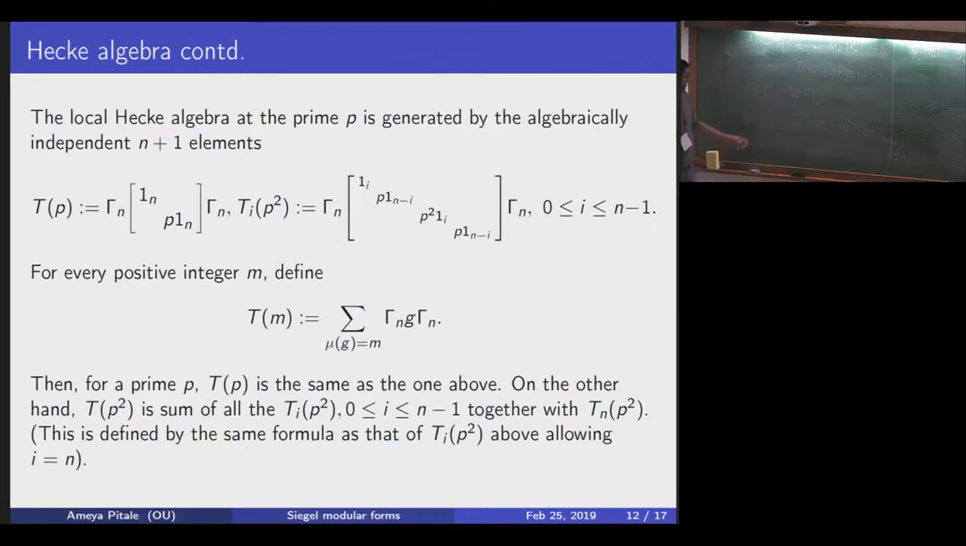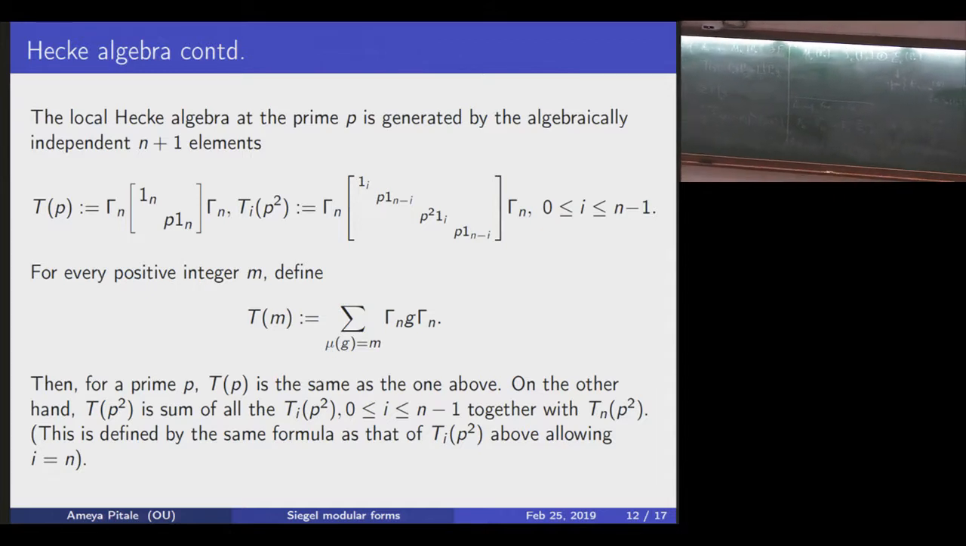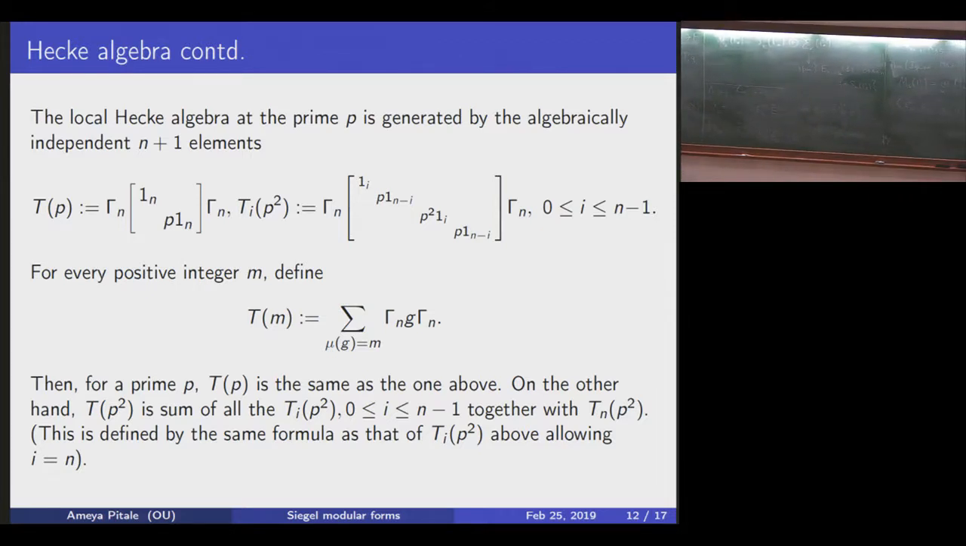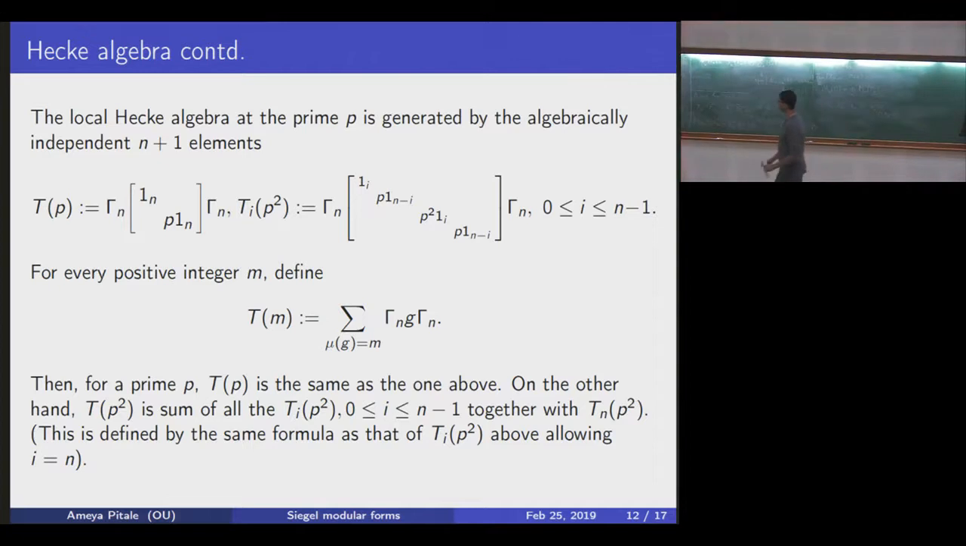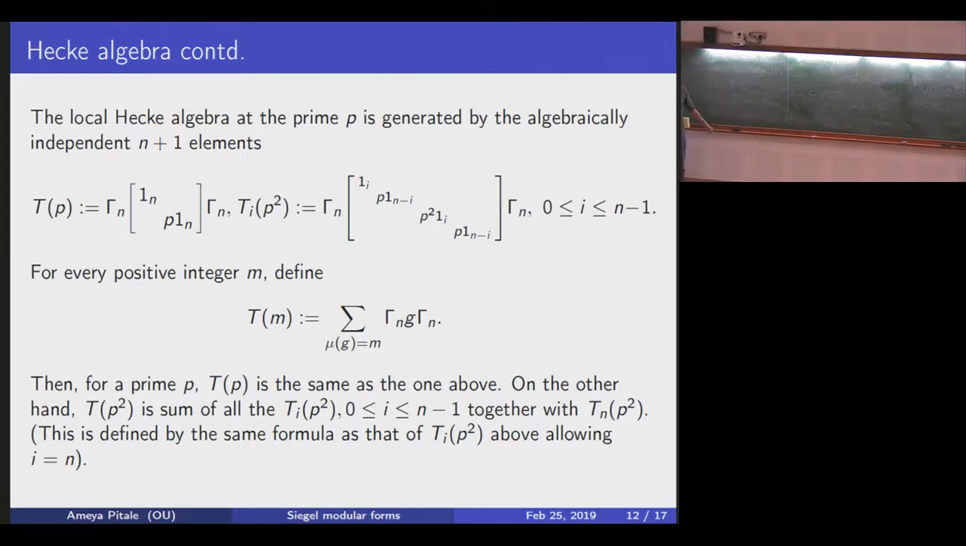So for example, if my g was in Gamma_n, then this would be just equal to f(z) itself, because this would give me f(z), so it would be an invariant thing. And so this gives me a way for the Hecke operators to act on Siegel modular forms, and then it's a very standard thing to show that what you get is a function on the Siegel upper half plane, but it is not any random function. If you started with a modular form, you end up with a modular form.